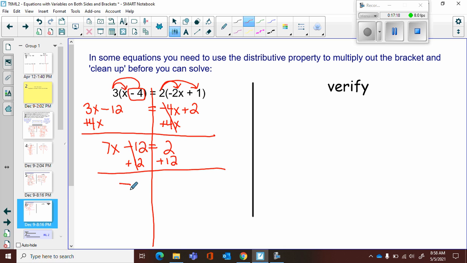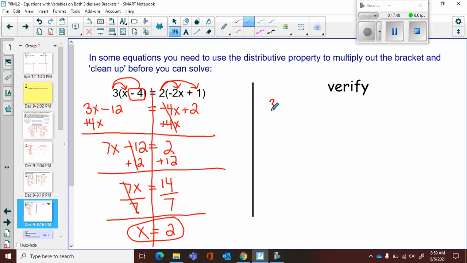I've got a 7x on the left. 2 plus 12 gives me 14 on the right. And now I need to get rid of this 7. Because it is a 7 multiplied by x, I'll do the inverse to get rid of it, and I'll divide by 7. So I divide the other side also by 7, and I'm left with x equals 2. 14 divided by 7 is 2. So there's my answer. Now let's verify.